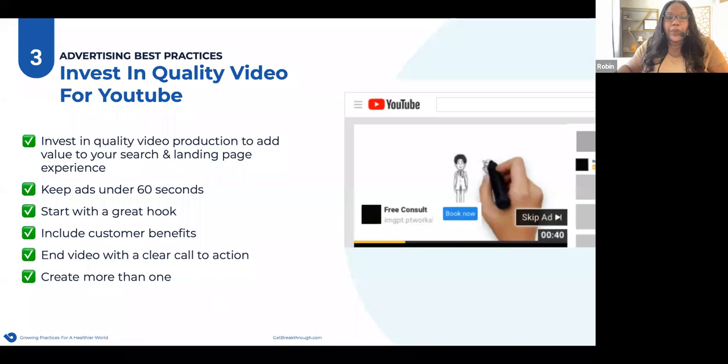You want to make sure you start with a great hook and not dive directly into the offer. You want something that's going to make them want to stick around for the 30 or 60 seconds to watch the ad. You want to make sure that, as Chad stated before, you're talking about the customer and you're providing benefits to them, and not necessarily just talking about your practice.